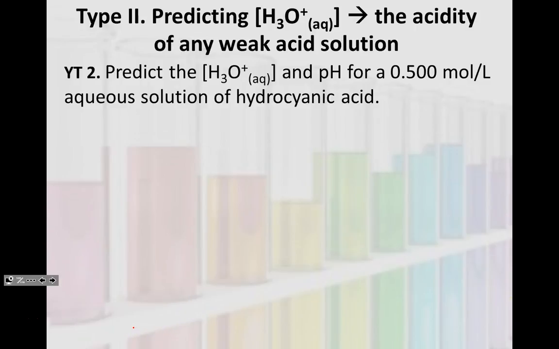Okay, so second example, pretty much the exact same process. Predict the hydronium ion and the pH for a 0.5 mole per liter solution of hydrocyanic acid. So if you look on your chart, hydrocyanic acid is HCN. I'd be reacting that with water, liquid, aqueous. So weak acid, we'll be producing a cyanide ion and hydronium.